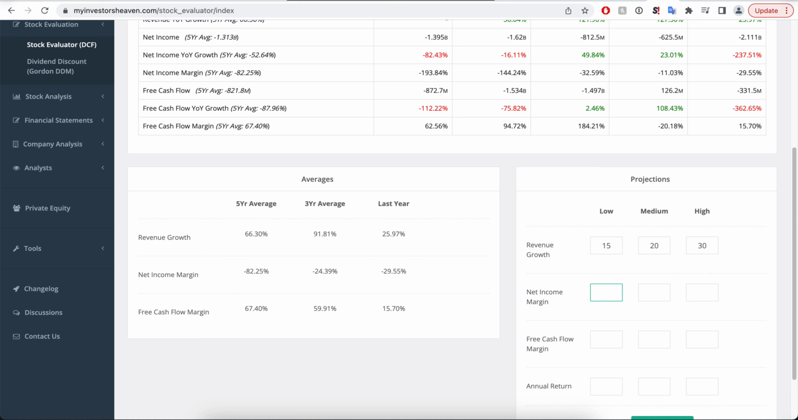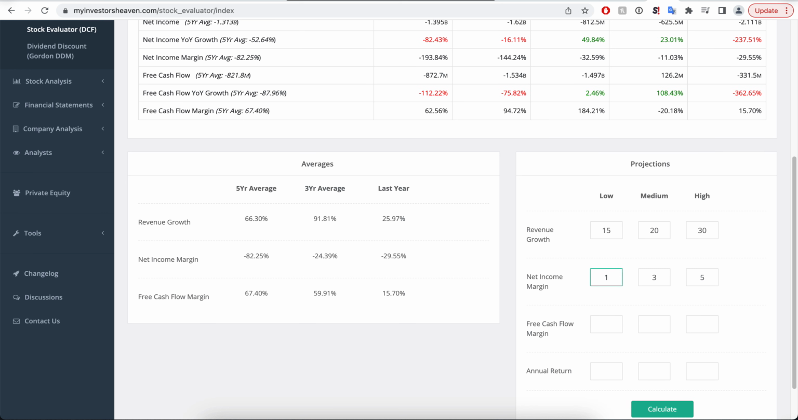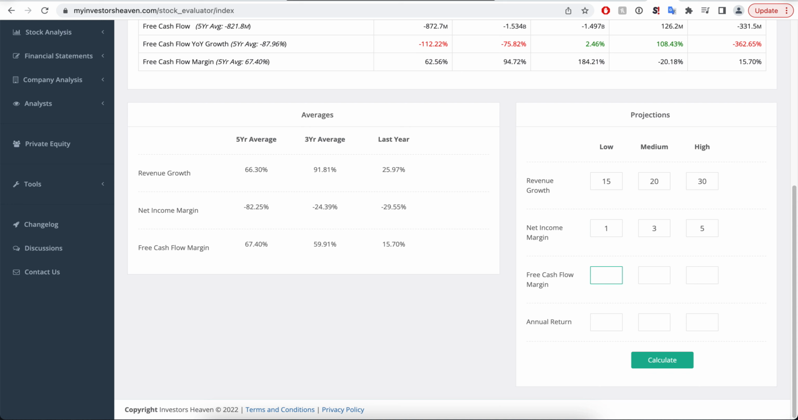So, this is going to be one. I'm going to try 1, 3, and 5 for our net income over here. Oops, I forgot to type 1. And the free cash flow margin that I'm going to be using is something that is rather typical for many companies. This is 80% of their net income margin. That means 80, 90, and 100.